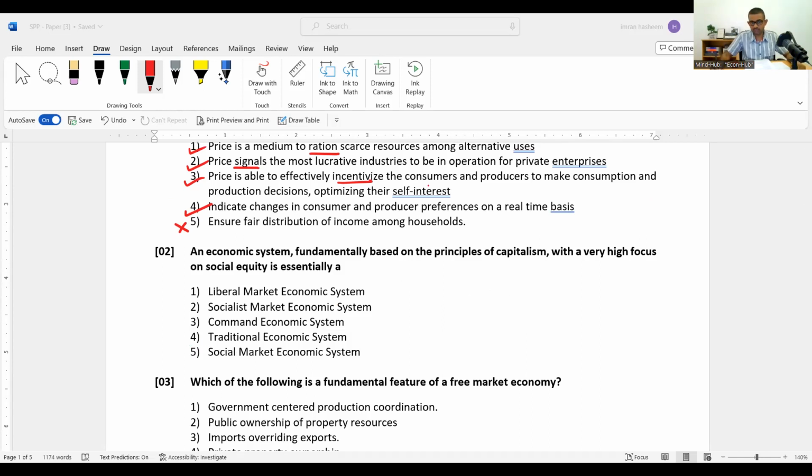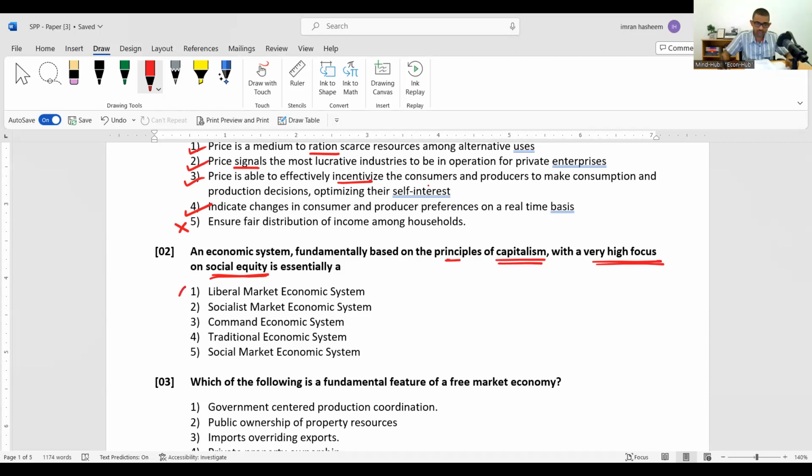An economic system fundamentally based on the principles of capitalism, with a very high focus on social equity. When words like capitalism or market economy come up, but the focus is on social equity, social welfare, and protecting certain human rights is given priority, when those kinds of things come into the discussion, you have to start realizing very quickly we are talking about a social market economy.